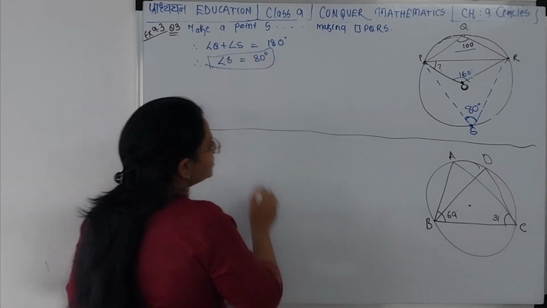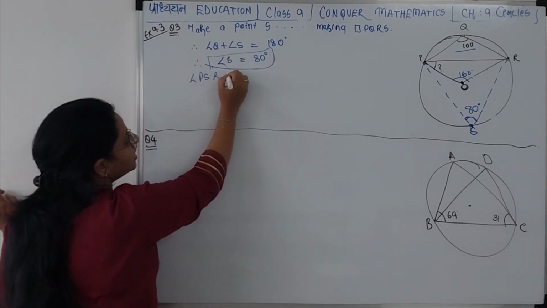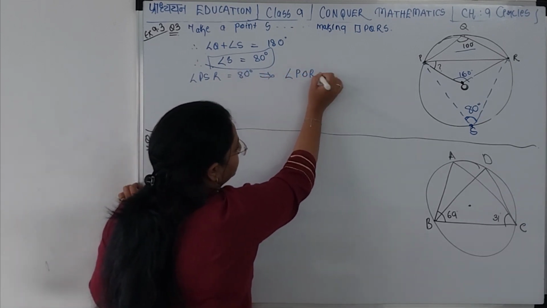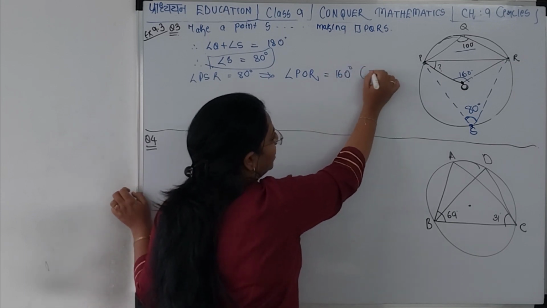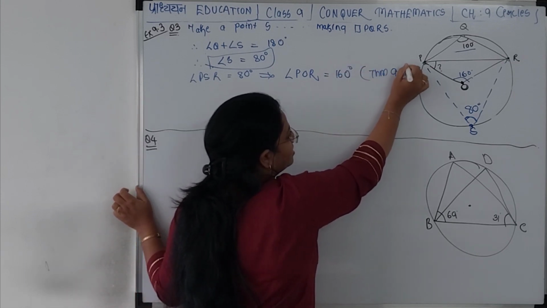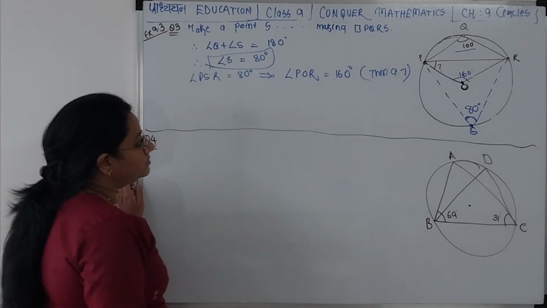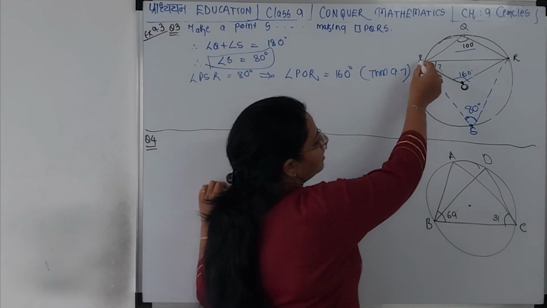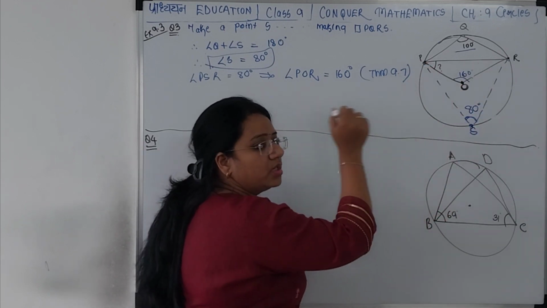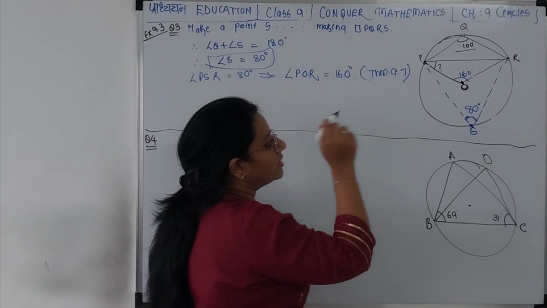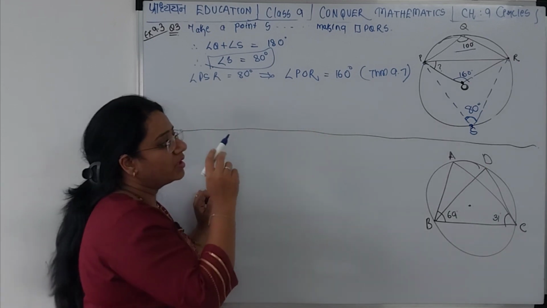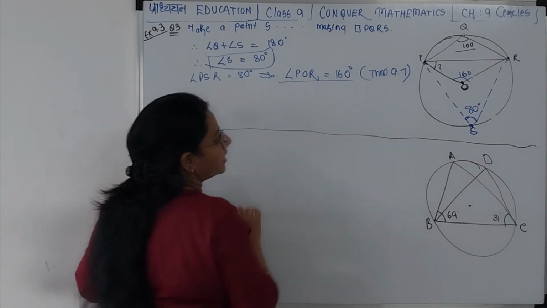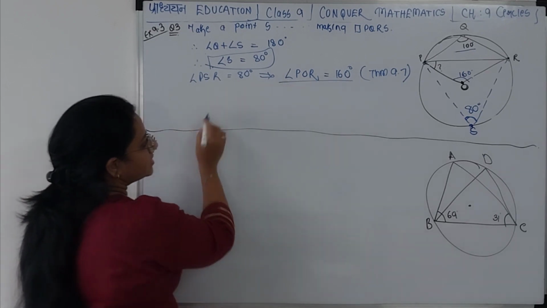Now I have angle S, that is angle PSR, as 80, which implies that angle POR will be equal to 160 by theorem 9.7. This you can write directly if you understand. If you don't understand, you have to mention the statements that PSR is an angle formed at a point on the circle and POR is an angle formed at the center. Therefore, it is double by theorem 9.7. Otherwise, if you realize it, you can write it directly. So, angle POR is 160.